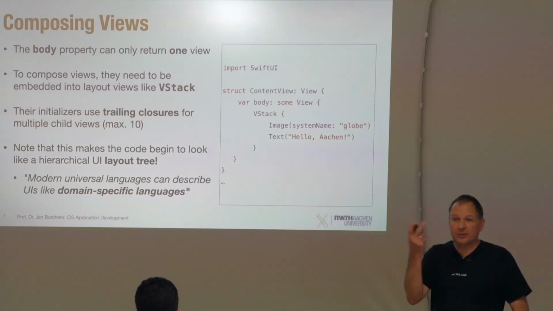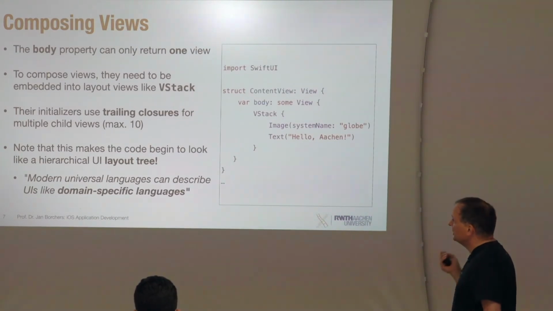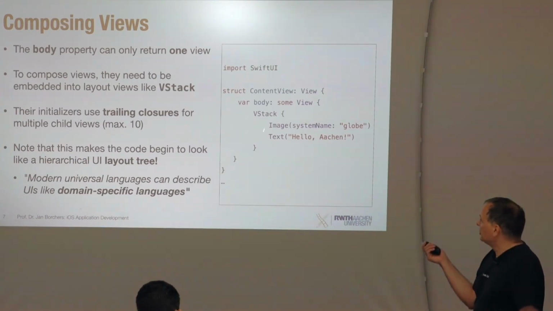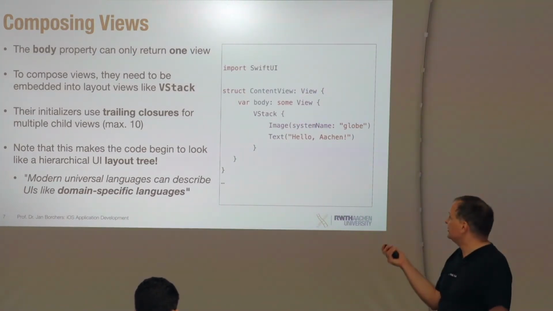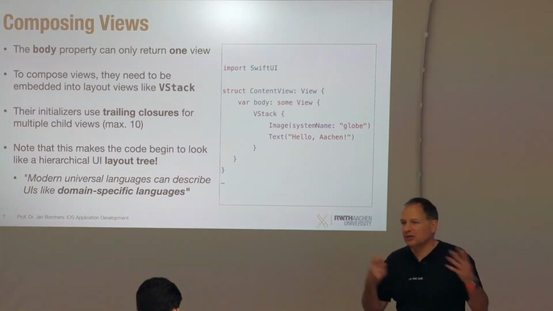Or HTML code or something like that, or a document tree, like a document object model, a DOM tree. So that's what I want to point out, right? This makes the code almost look like a hierarchical user interface layout. Because just by looking at this code, I can see, okay, my user interface is a vertical stack of two things, and these two things are an image and a text. And of course, you can imagine this goes on, right?